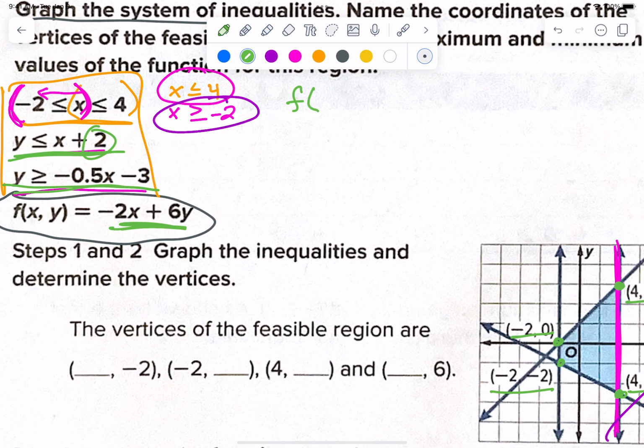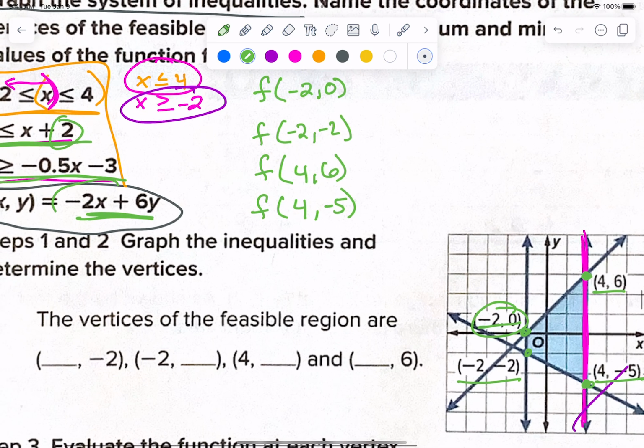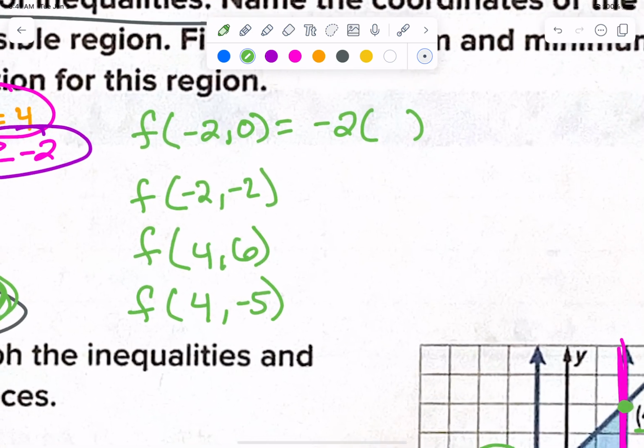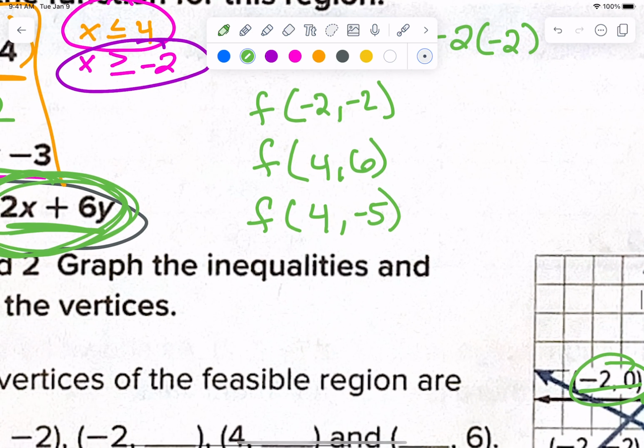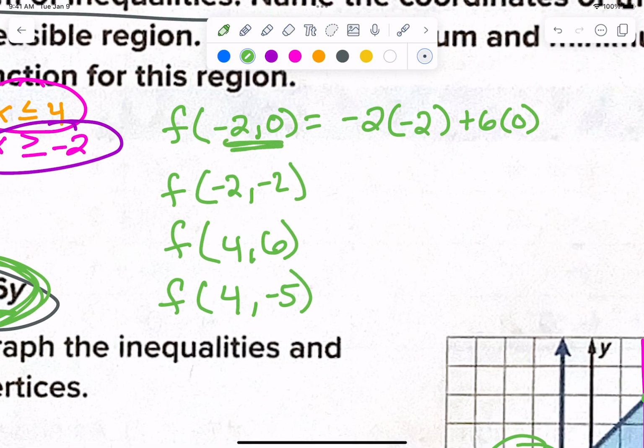Okay, we want to find f of. One of my points is at -2, 0. Let's find f of. Give me another one of the points that we have. -2, -2. Okay, 4, 6 is another one. So we're going to find f of 4, 6, and we're going to find f of what? 4, -5. Okay, and we're going to do that by using this equation right here. Anybody confused where we are? This is my equation. So I take -2x. What's the first x that I'm going to plug in? -2. Plus 6y. And my first y is 0. I'm just plugging these numbers in for x and y.